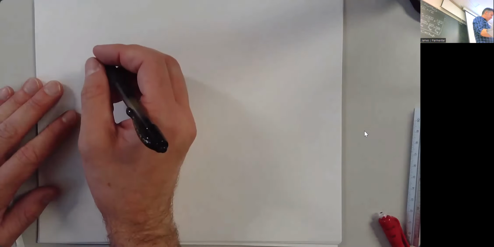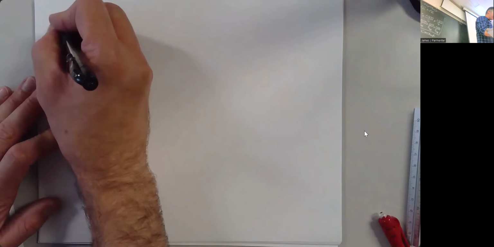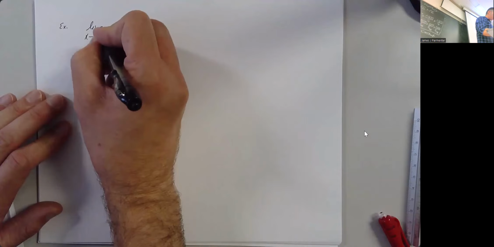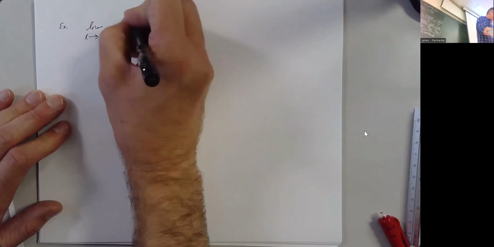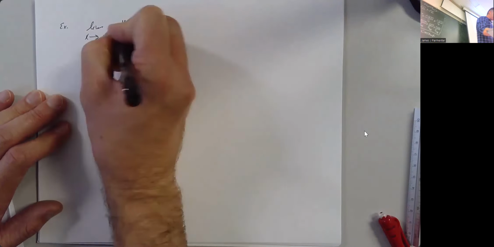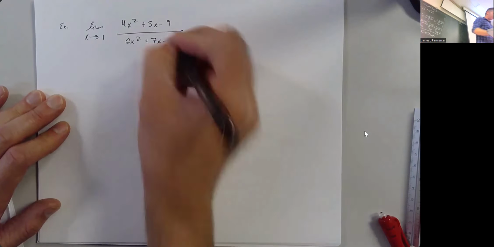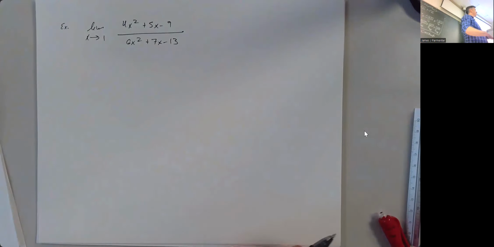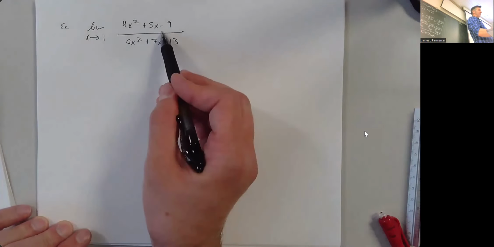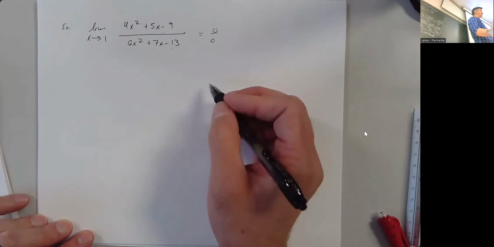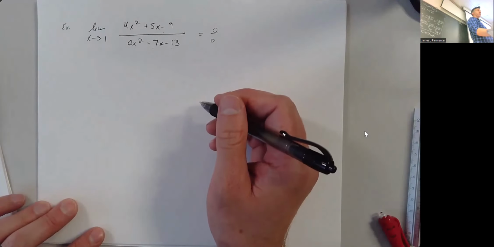In fact, why don't you all try this one? We'll do this one together. The limit as x approaches 1 of 4x squared plus 5x minus 9 over 6x squared plus 7x minus 13. So if we plug in 1, we get 4 plus 5 minus 9, which is 0. And on the bottom, 6 plus 7 minus 13, which is also 0. So we're going to do some algebra.